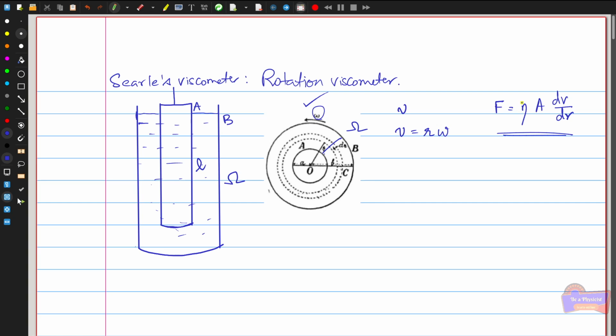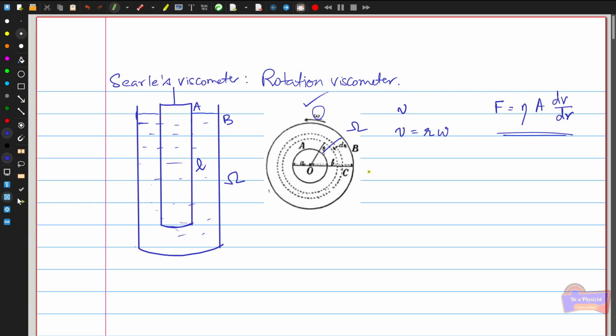So we have added the proportionality constant, which is the coefficient of viscosity, so that I can write the force which is acting as F equal to eta A dV by dr. So dV by dr is the velocity gradient, or the rate of change of velocity with respect to the radius r.